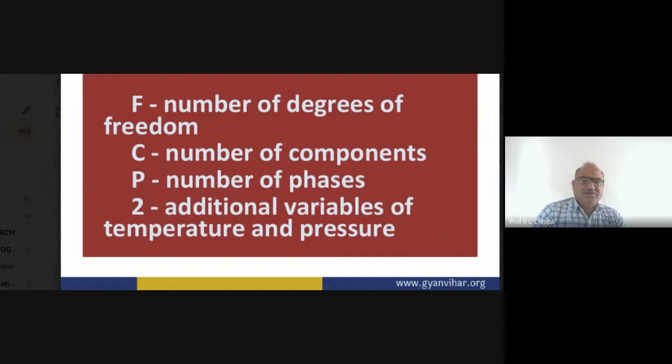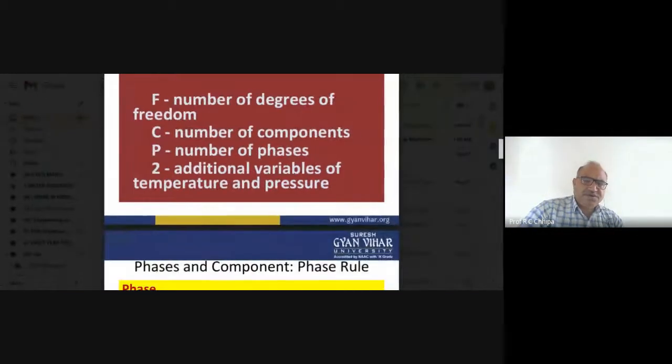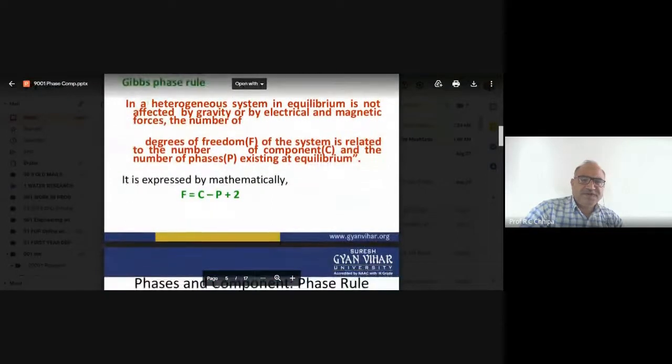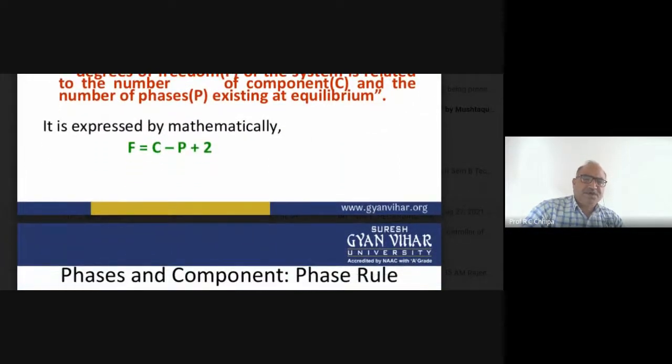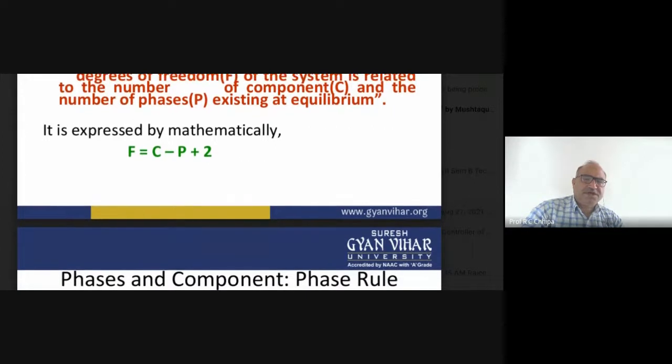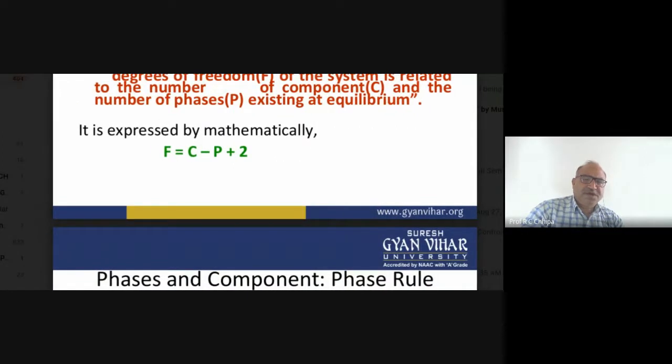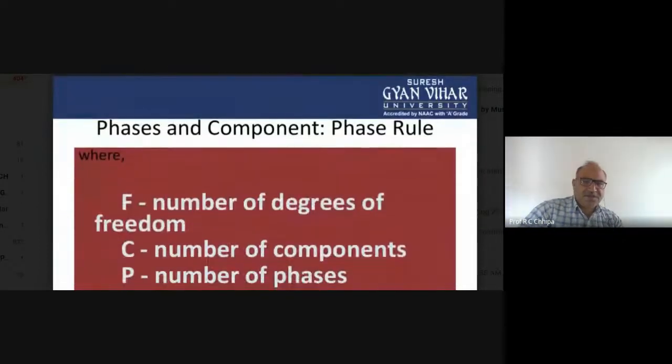So here we can say that, apart from the number of components and number of phases, the additional variables number 2. So P plus F is equal to C plus 2, and this is expressively called the Gibbs phase rule. This is the mathematical formulation where F is equal to C minus P plus 2.